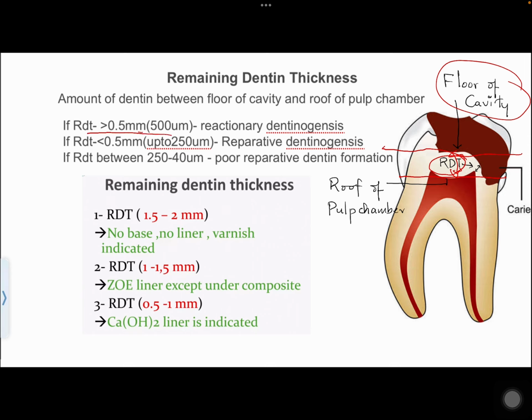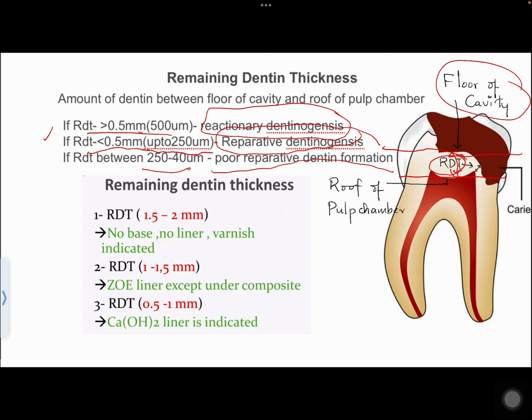Why we are discussing it is, if the remaining dentin thickness is greater than 0.5 mm or greater than 500 microns, the reactionary dentinogenesis process takes place, in which the pre-existing odontoblasts produce dentin. If the remaining dentin thickness is less than 0.5 mm, that is up to 250 microns, the reparative dentinogenesis process takes place. If the RDT is less than 250 microns, poor reparative dentin formation takes place.